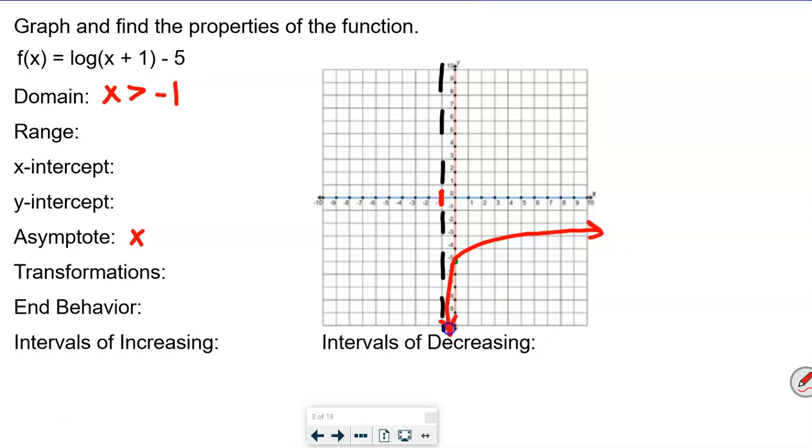Remember, x equals -1. That's our asymptote, okay? So our range, look at our y values. Yes, they're going to be all real numbers. Now we want to solve for our x and y intercepts.